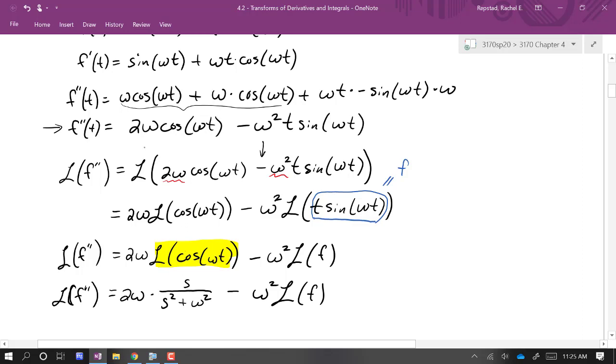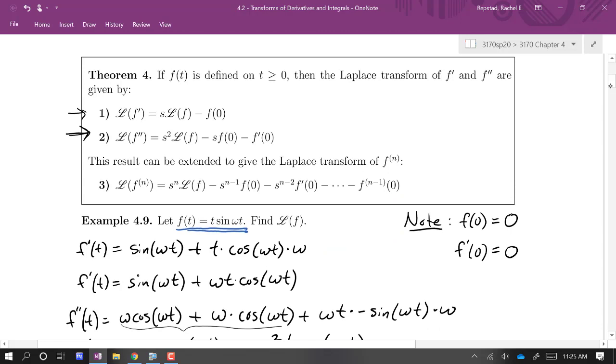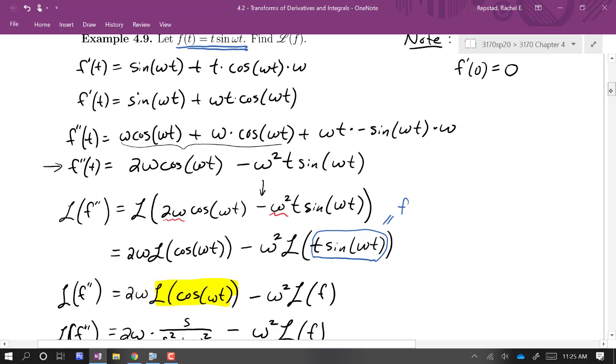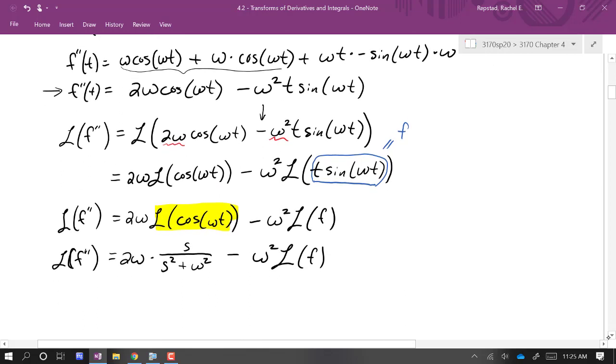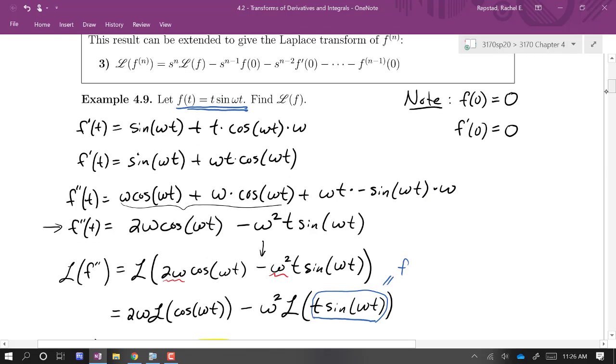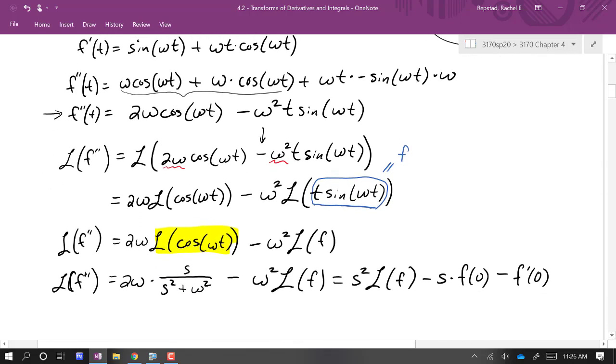Now we're going to use that second formula that says that the Laplace transform of f double prime is equal to s squared times the Laplace transform of f minus s times f of 0 minus f prime of 0. Now back up at the top, we'd already evaluated the function and its derivative at 0. We found that f of 0 is 0 and so is f prime of 0. So this is 0, that's 0.